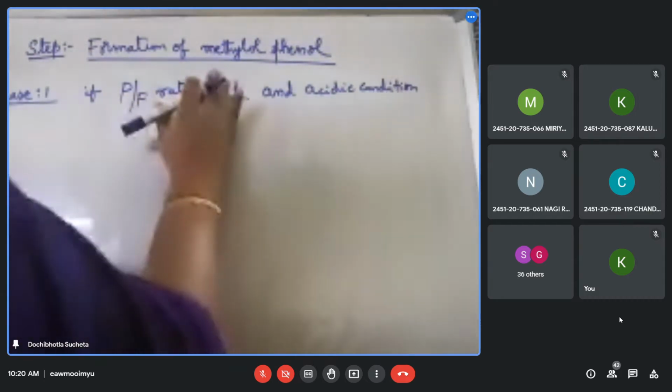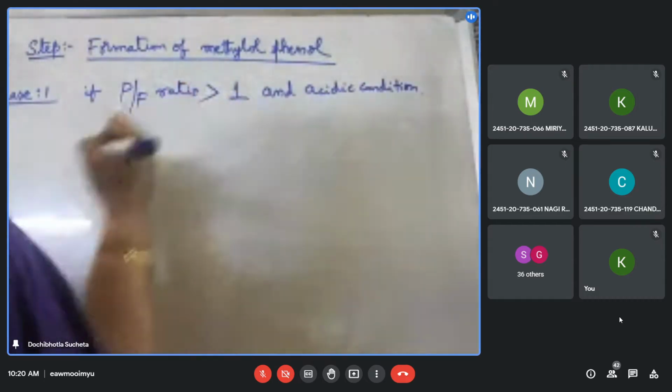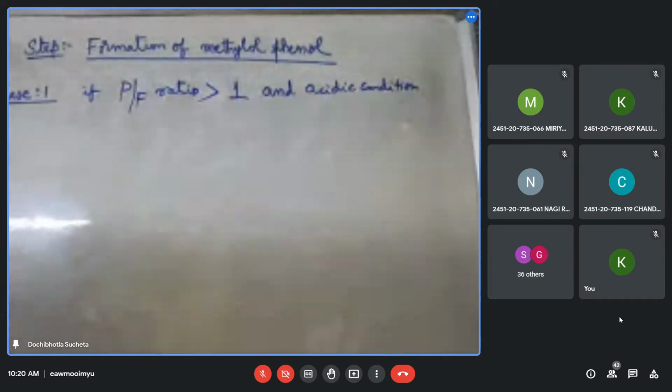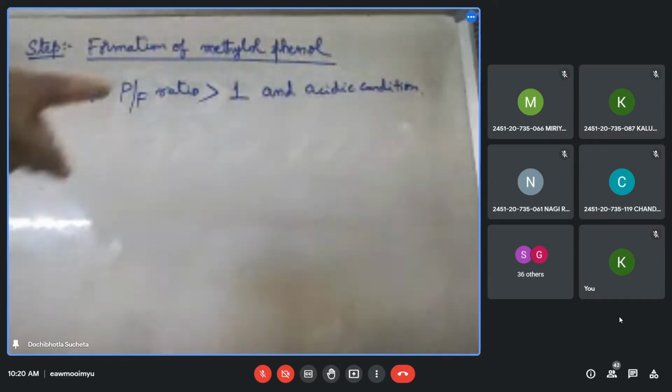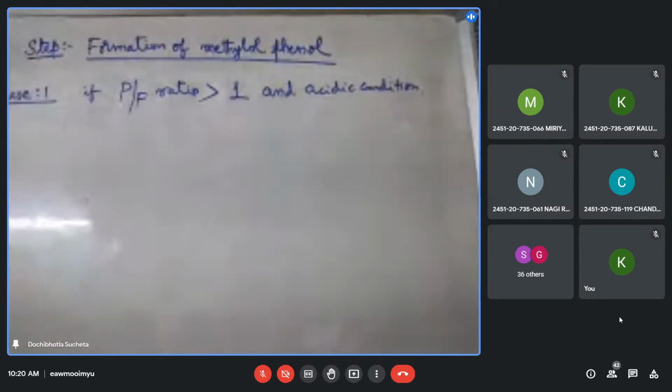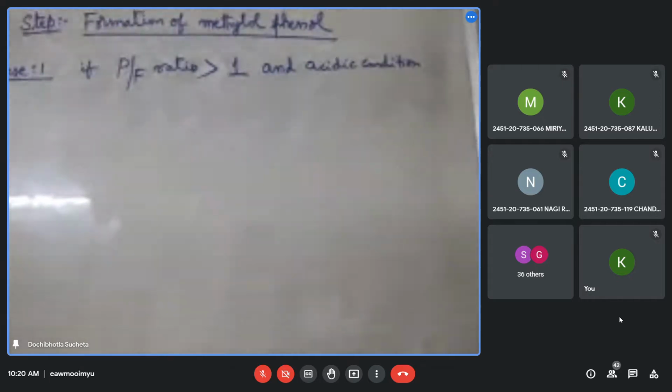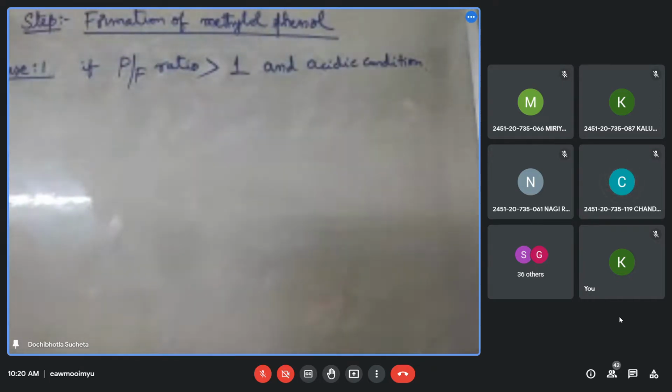No, what is the symbol? Greater than 1. P by F ratio greater than 1 is right. That's the symbol, correct? I want to tell that phenol is more and formaldehyde is less and conditions are acidic. That's case 1.